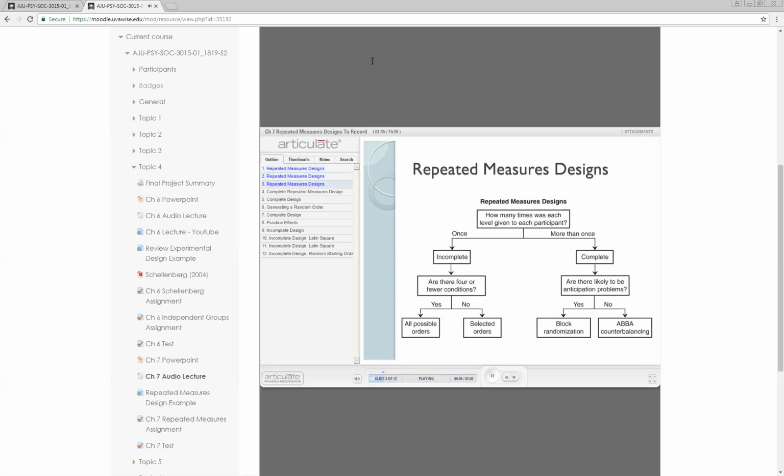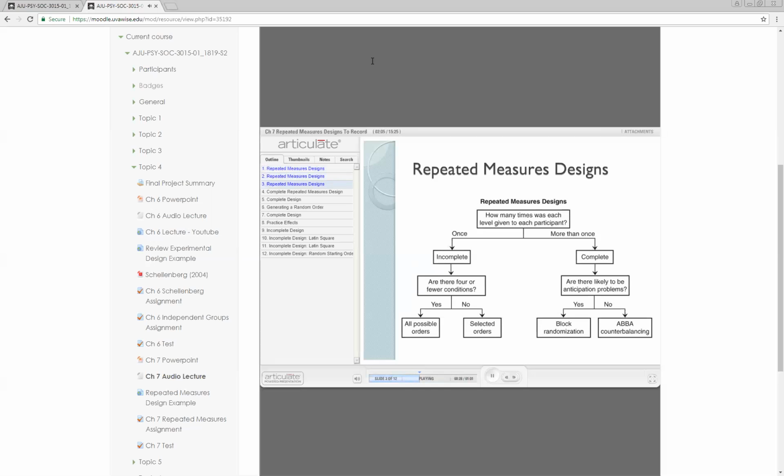But there are two different kinds of repeated measures. In an incomplete design, each participant does each level only once. So incomplete is when each person does each level only once. And there are a couple of strategies that we can use in terms of determining which order the conditions are going to go in. We'll talk about those next.